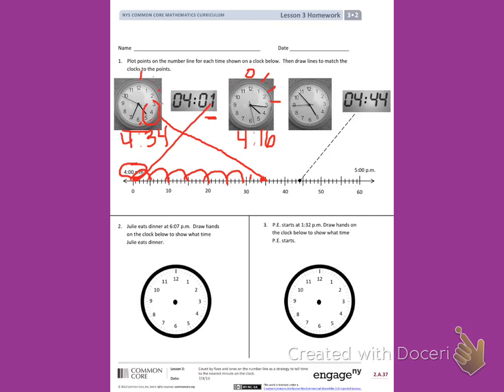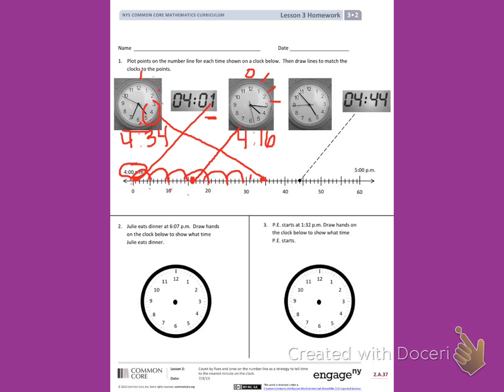And I'm going to plot that time on the number line. So here's 4, start by counting by fives, 4:05, 4:10, 4:15, and 4:16 would be right here. So I'll draw a line connecting the clock to the point I plotted on the number line. Continue doing this strategy to work the last analog clock.